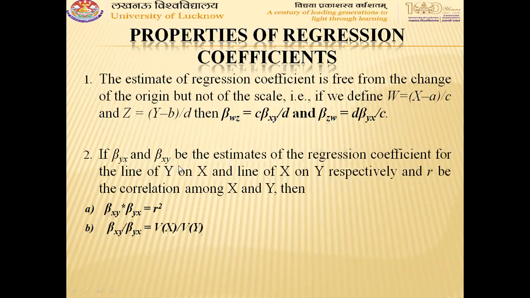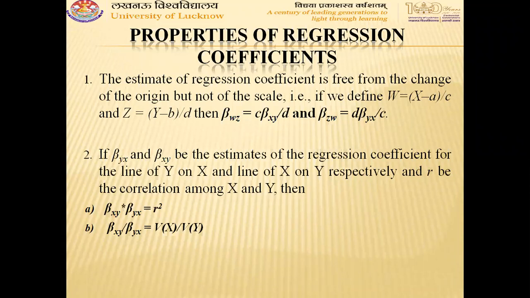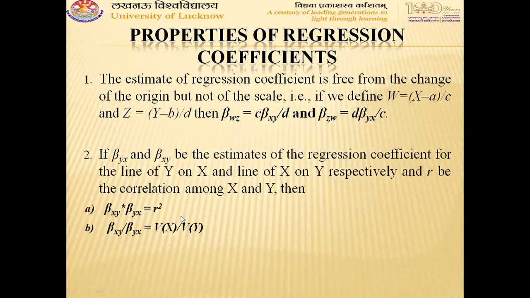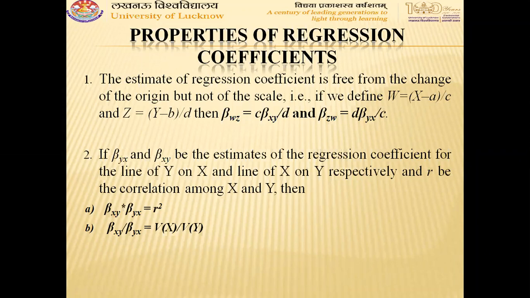If beta yx and beta xy are estimates of regression coefficients for the equation of line of y on x and the equation of line of x on y respectively, and r is the correlation between x and y, then beta xy into beta yx is equal to the square of the correlation coefficient. That means the product of the regression coefficients of the line of y on x and the line of x on y gives the square of the correlation coefficient. That is, beta xy into beta yx is equal to r square.